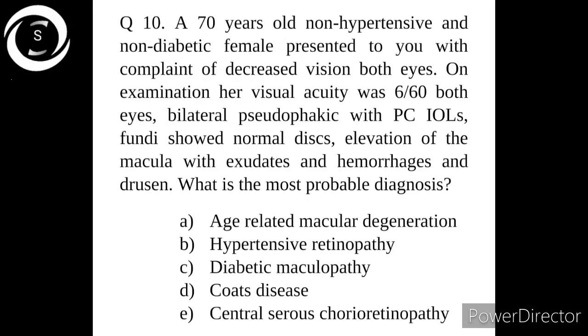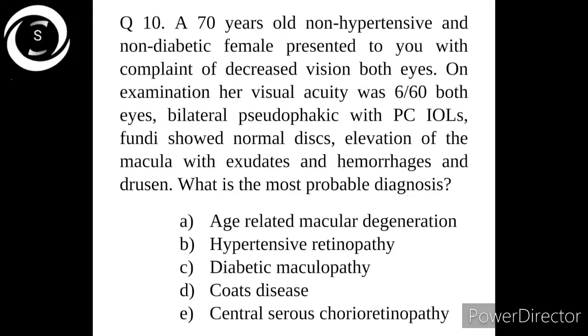Now the 10th question: a 70-year-old non-hypertensive, non-diabetic female presented to you with decreased vision in both eyes. Very elderly female, 6/60 vision, bilateral pseudophakia, normal discs, but the macula is elevated and there are hemorrhages and exudates along with drusen.